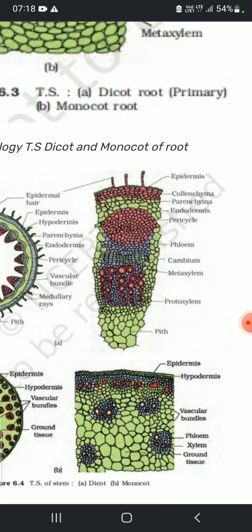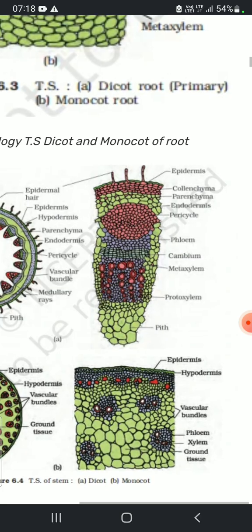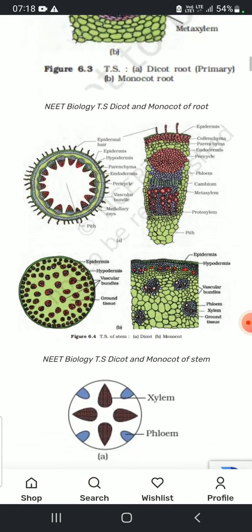Next, in the next diagram of dicot stem, we can see the outer is the epidermis. Then we have collenchyma, then parenchyma, then endodermis, then pericycle, phloem, and then cambium, metaxylem. Centrally we have protoxylem, then pith.